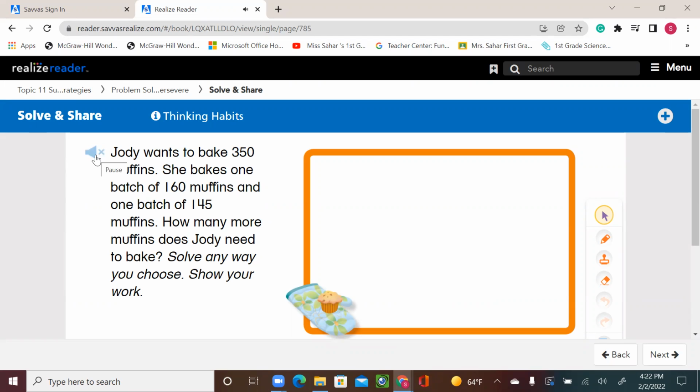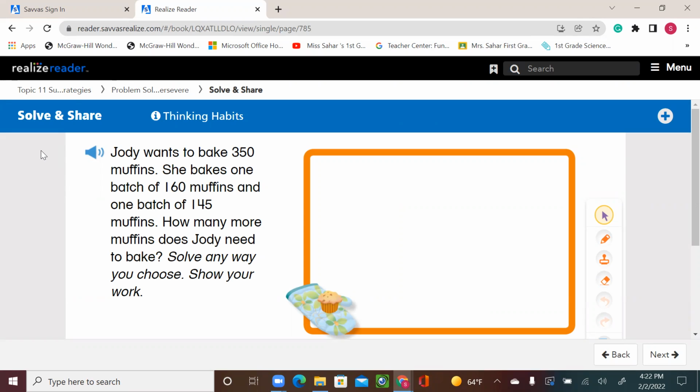Jody wants to bake 350 muffins. She bakes one batch of 160 muffins and one batch of 145 muffins. How many more muffins does Jody need to bake? Solve any way you choose. Show your work. So as you see, this is like a two-step equation.